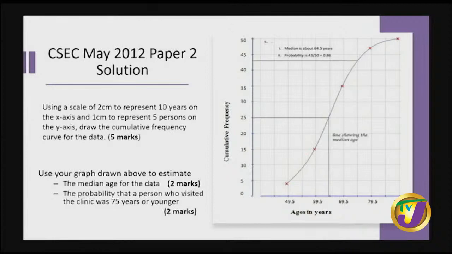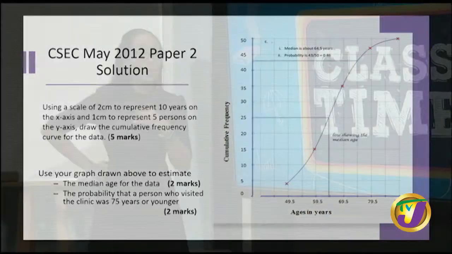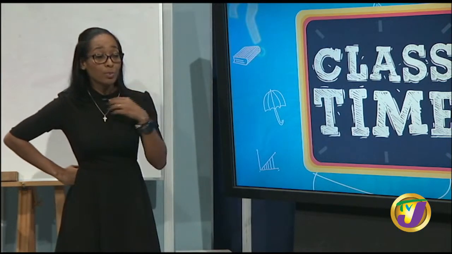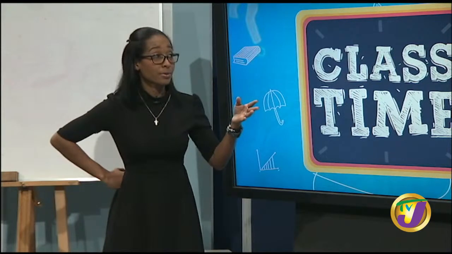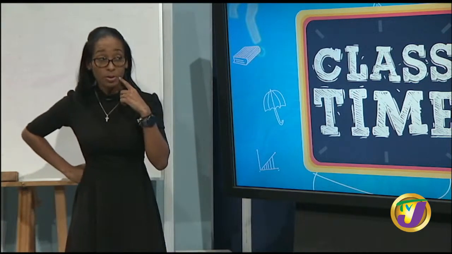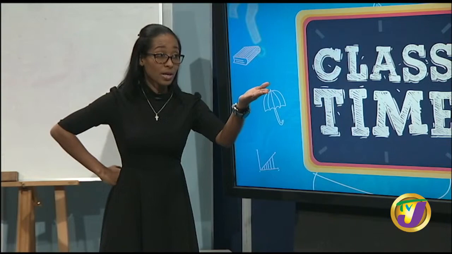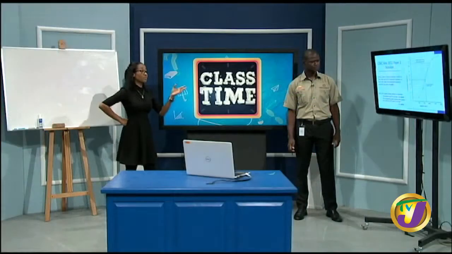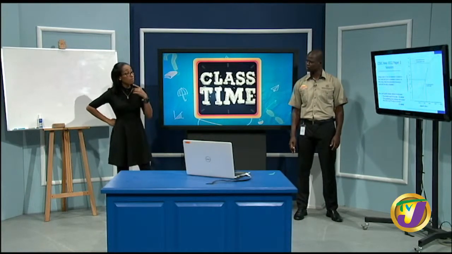The probability that a person who visited the clinic was 75 years or younger. How would we find this? I know that probability is a chance. Right, so as the question says, the probability that a person who visited the clinic was 75 years or younger.